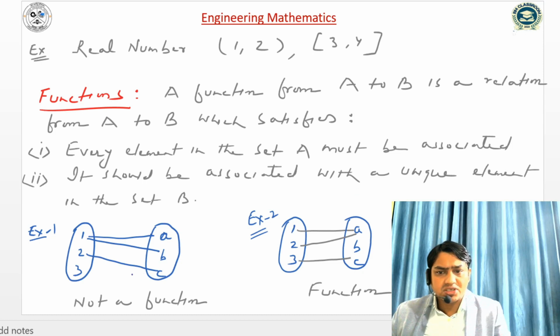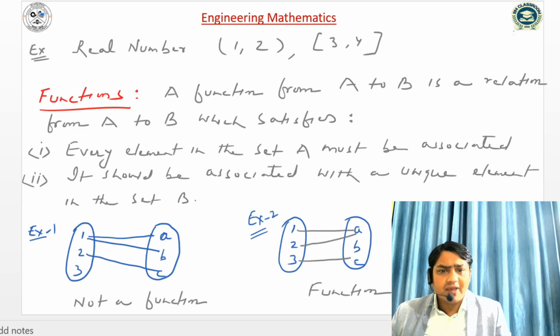In the second example, we can see that the element 1 in the set A is associated with A, and 2 is also associated with an element of set B. Similarly, the element 3 in the set A is associated with C. So every element in the set A is associated, so it is a type of function.